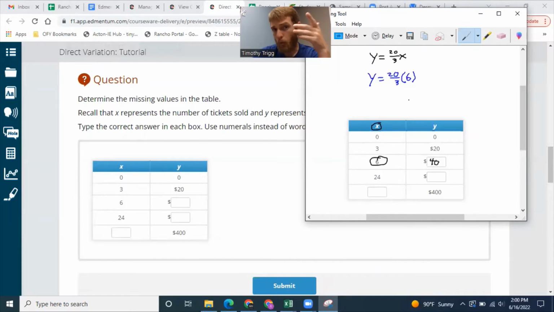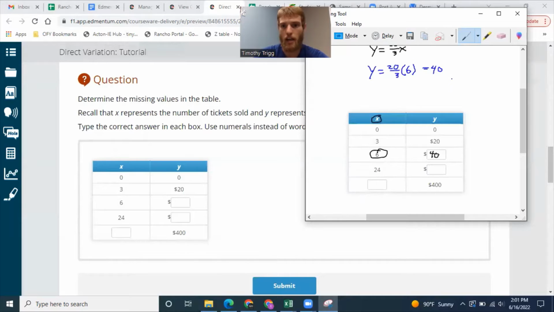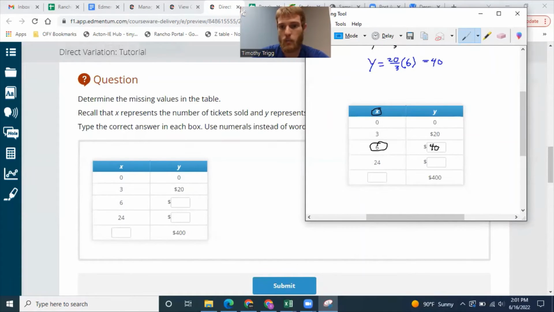Now, how do I multiply a whole number times a fraction? Well, I've talked about this in just about every lesson. To multiply a whole number times a fraction, you multiply the whole number times the top and then divide by the bottom. So you multiply the whole number times the numerator, the top number, and then divide by the denominator, the bottom number. So 6 times 20 is 120. Then 120 divided by 3 gives you 40. And you could use a calculator if you're not good multiplying and dividing in your head. But yeah, 6 times 20 is 120. Divided by 3 is 40. So yes, we get that 40 there.